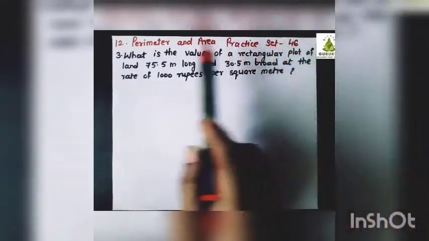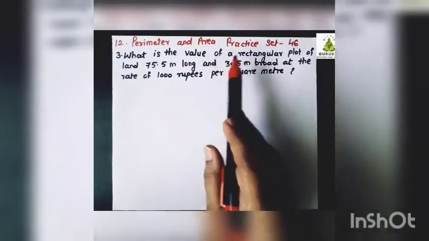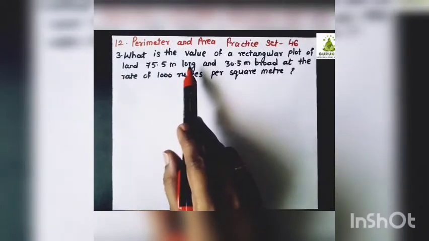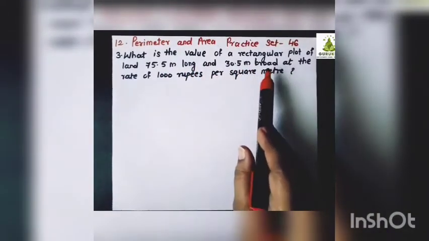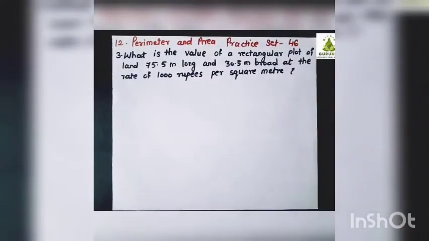Practice set 46, perimeter and area lesson. Let us see the third sum from this one. What is the value of a rectangular plot of land 75.5 meters long and 30.5 meters broad at the rate of 1000 rupees per square meter? Okay, so as you can read the sum, which formula do we have to use? Yes, very right. We have to use the area of rectangle formula.